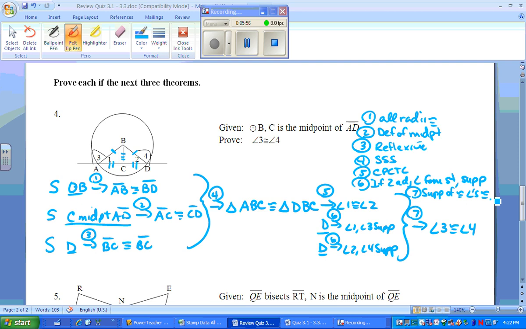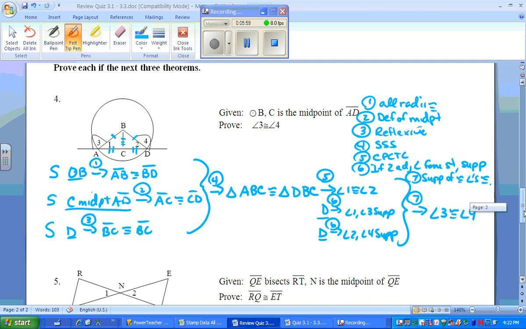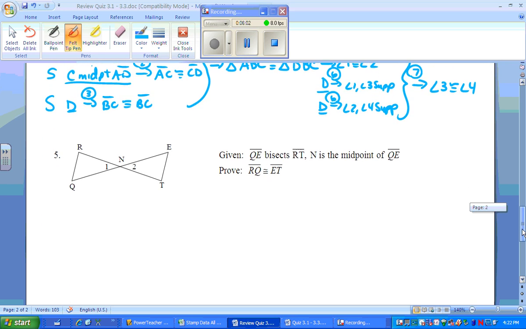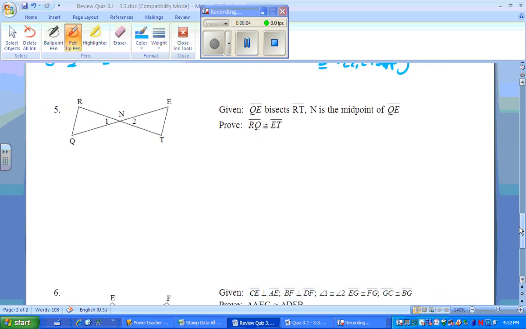There is question number 4, which is probably the most challenging one of the 3. Question 5, I would say, would be the easiest. We have QE bisecting RT, causing RN and NT to be congruent. N is the midpoint of QE, so N is in the middle of Q and E, causing these two to be congruent. And we're done with our givens, but we notice that 1 and 2 are across from each other, so they're vertical angles, which now proves the triangle RQN being congruent to TEN by side angle side.